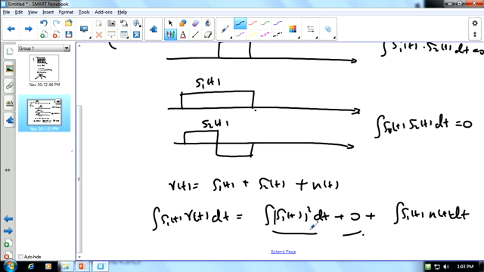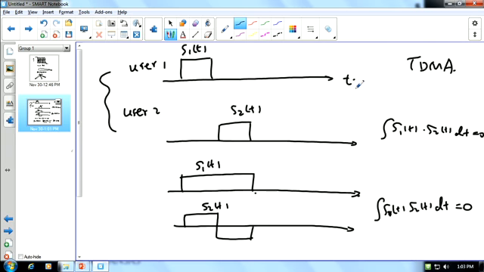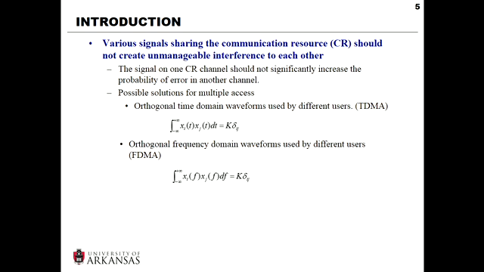So that's also orthogonality. The basic idea of orthogonal multiple access is just to make sure that the waveforms of different users are orthogonal. This is the time domain. We can also do this in the frequency domain, simply by replacing t with f, and we have frequency domain orthogonality. This is one channel and that's another channel. There is no overlapping, so obviously they are orthogonal to each other. For orthogonal frequency domain waveforms used by different users, we have the integral of Xi(f) Xj(f) df, and they add up together, and you multiply them.